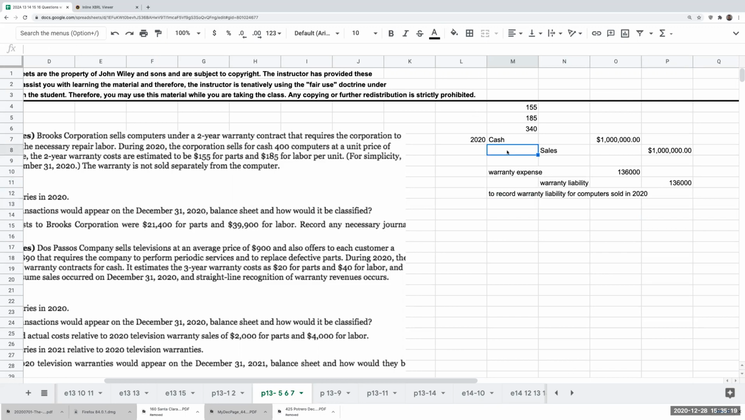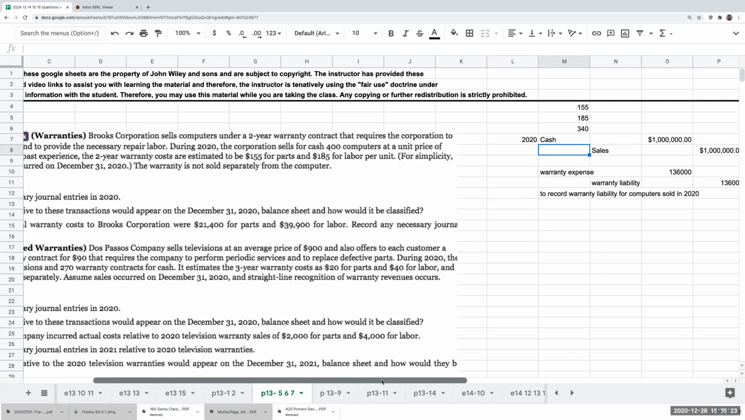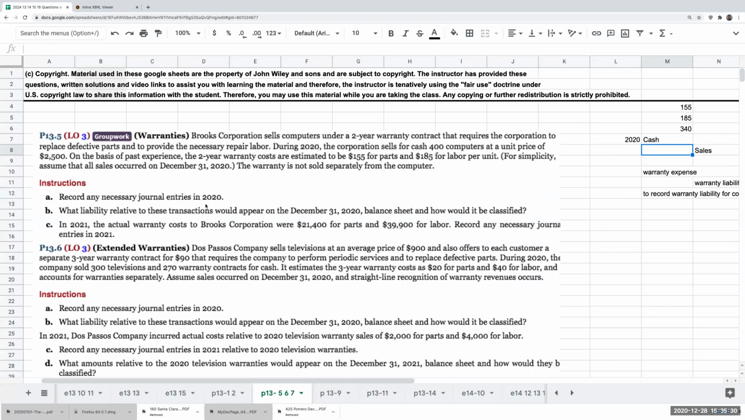Notice here that this is cash and sales. If I did have a cost of goods sold, I'd want to include it over here. Okay. So those are my journal entries for 2020. What liability would appear on the December 31st, 2020 balance sheet and how would it be classified?